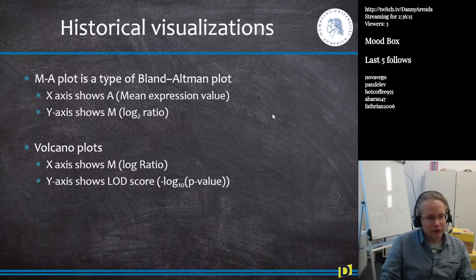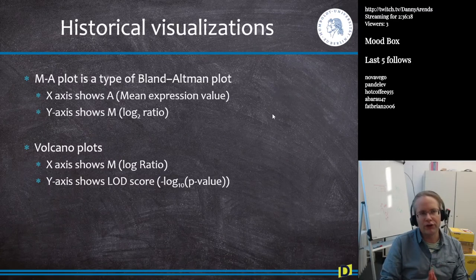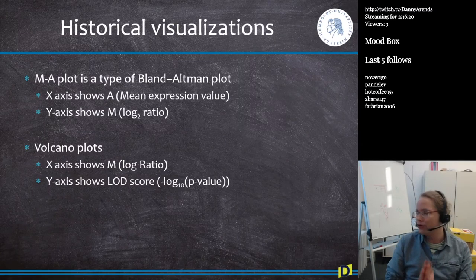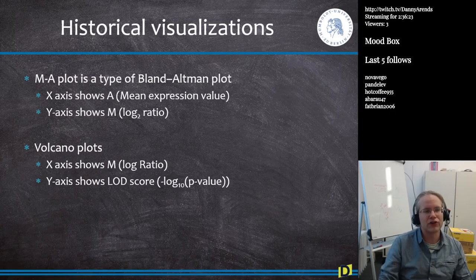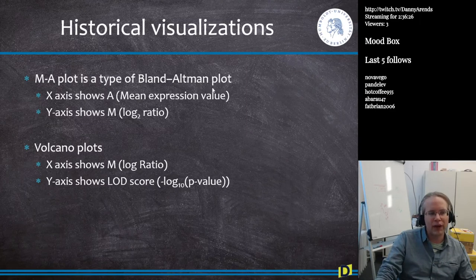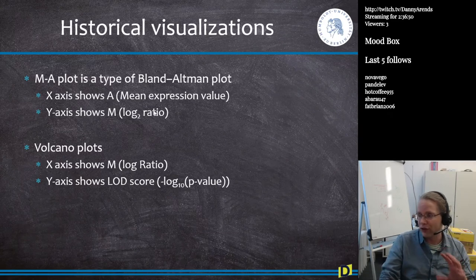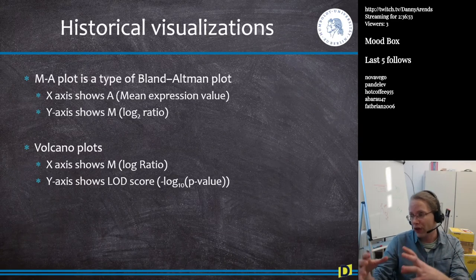All right, so then for the last part, I wanted to show you a couple of historical visualizations of gene expression data which have been used to show people how many genes are differentially expressed. So the first one is the MA plot. It's a type of Bland-Altman plot, and I think it was invented more or less in the 1980s already. So on the x-axis, we show A, which is defined as the mean expression value of a gene across the whole experiment. And then on the y-axis, we show M, and M is the log-2 ratio, right? So it assumes that you have only 2 conditions. So it assumes that you have a ratio, for example, diseased tissue versus healthy tissue.